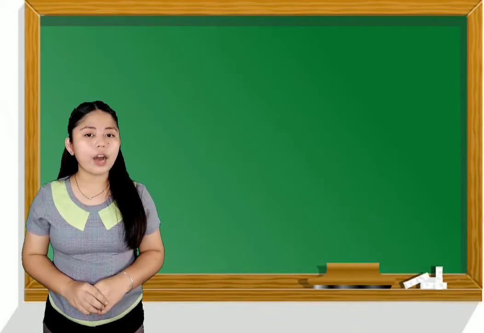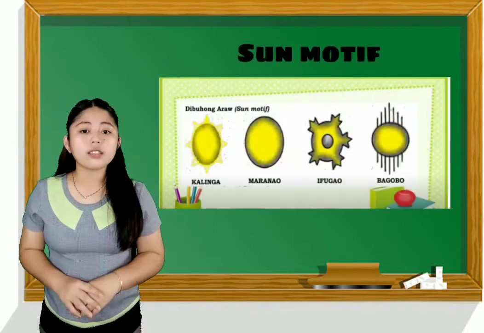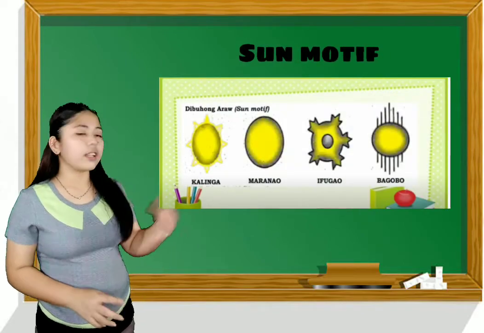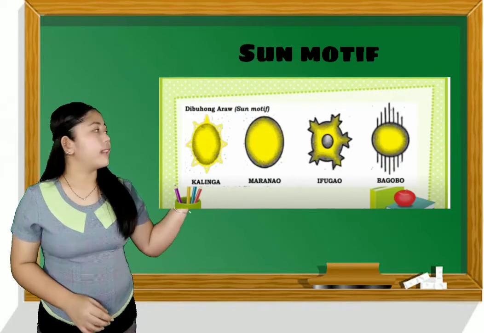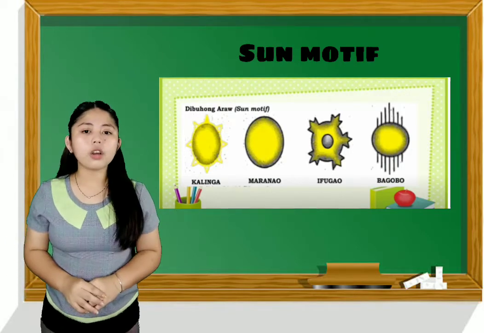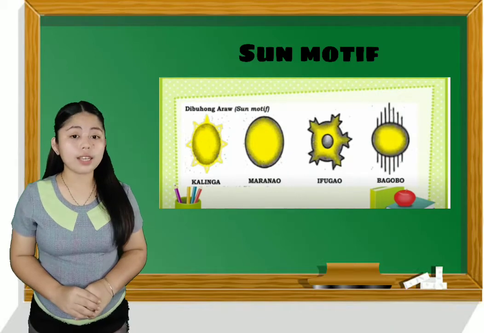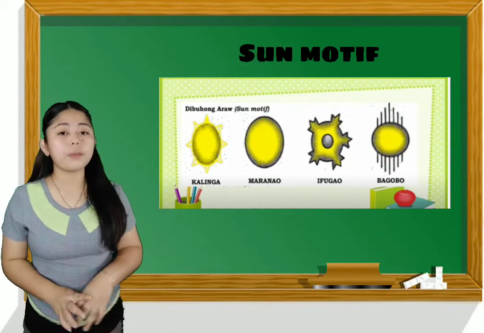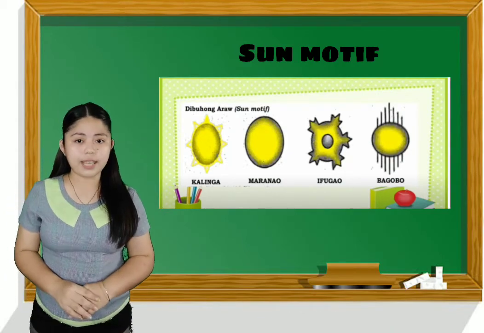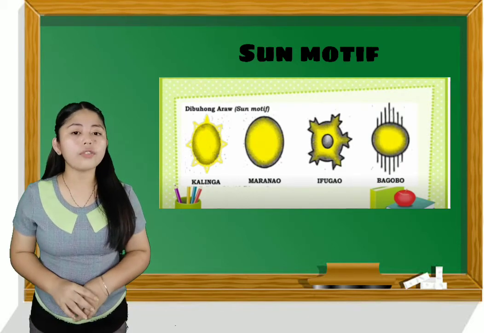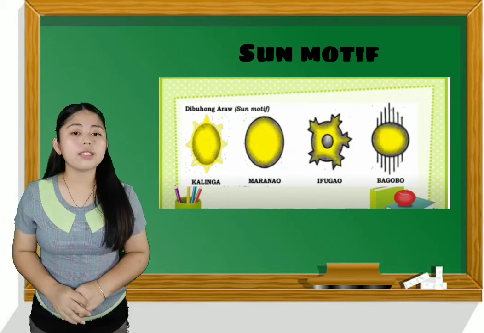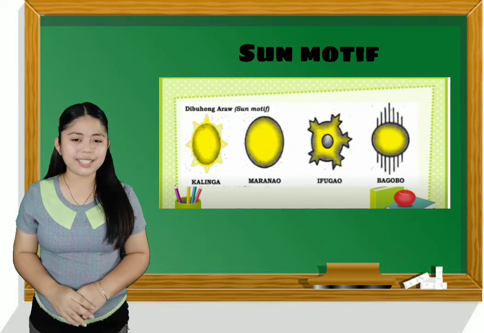So next we have the sun motif. Starting from left to right, we have the Kalinga, the Maranao, the Ifugao, and the Bagobo. So class, are the sun motifs from different cultural communities the same? Yes, very good. All of them are not the same because they have different structures.